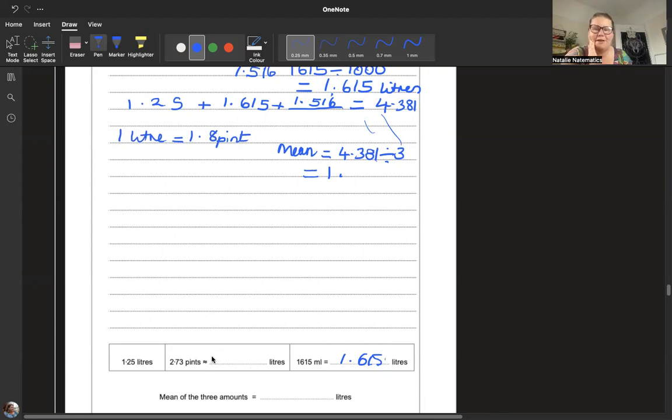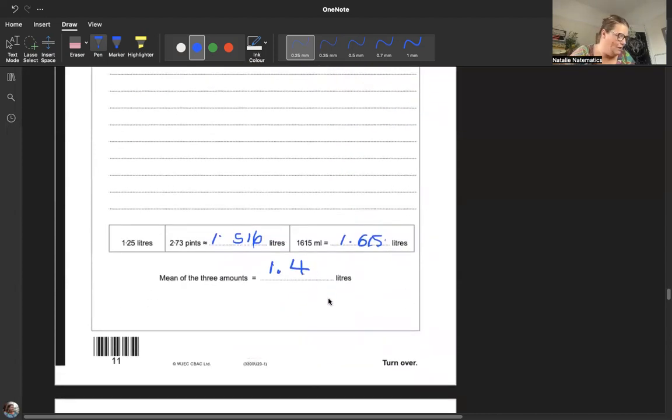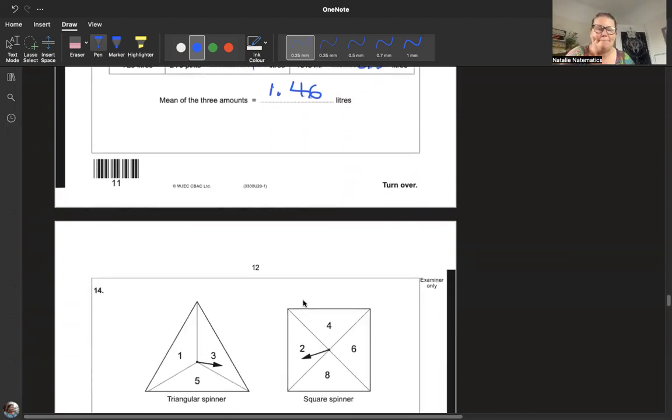Anyway, so 2.73, that one was where we had 1.516. And then the mean of the amounts was 1 point, and I started, didn't I? And then I hadn't quite finished the number up here. So 1.460. And it doesn't say for accuracy. I would probably do 1.46 litres, because it's 1.460333333. So I think I'm just going to stick it to 2 decimal places there.